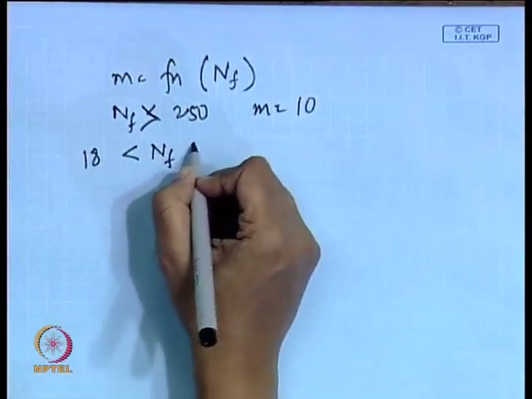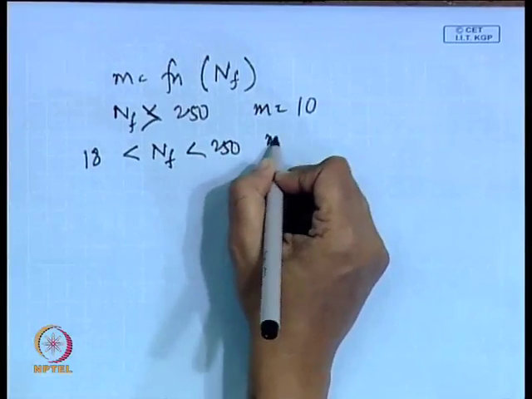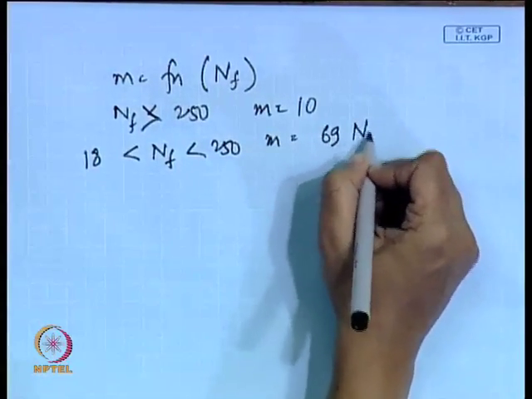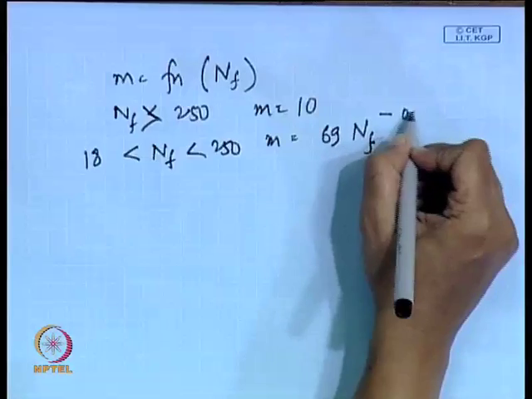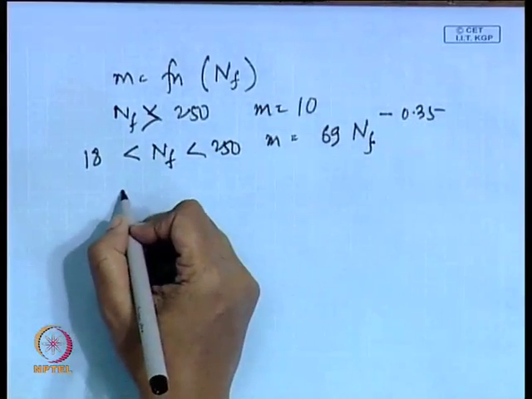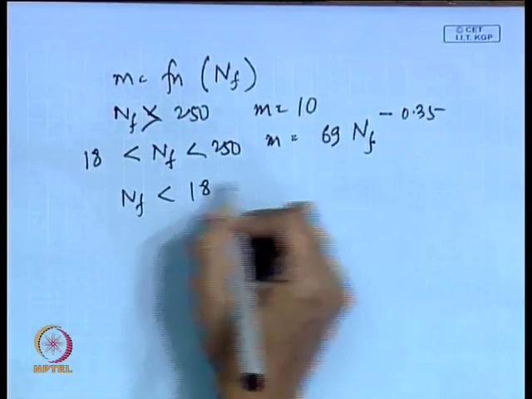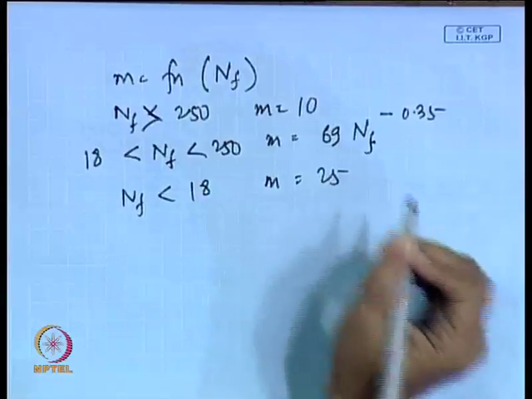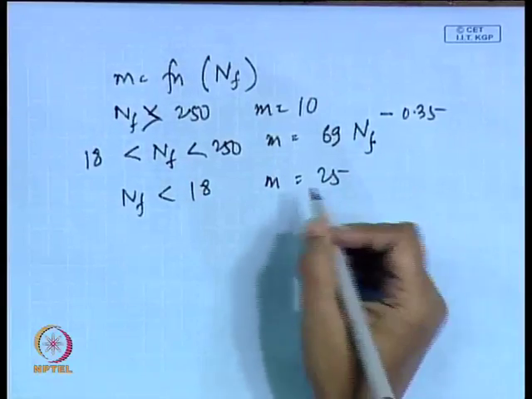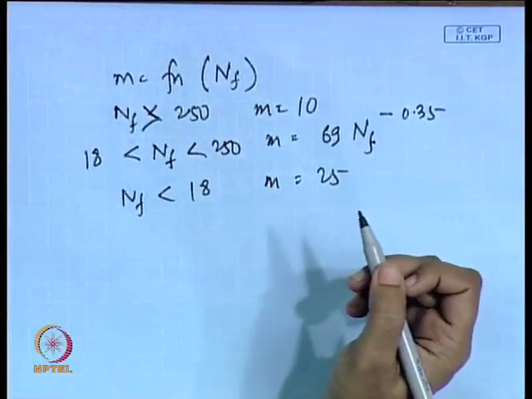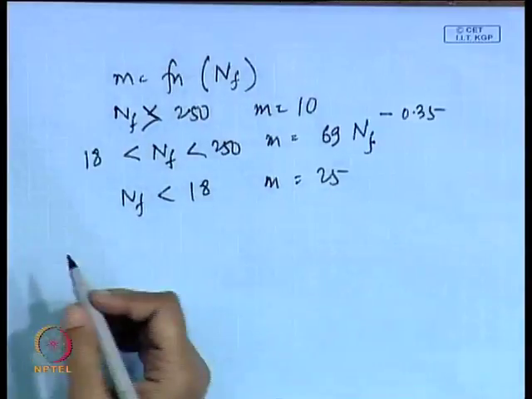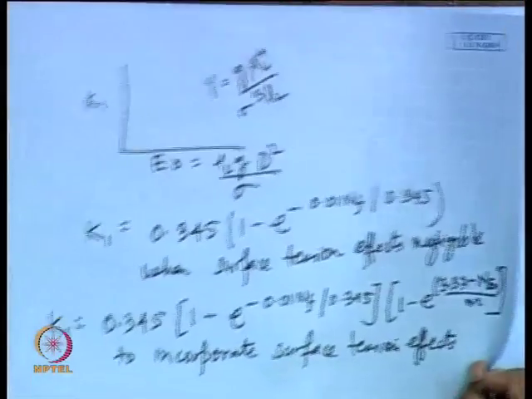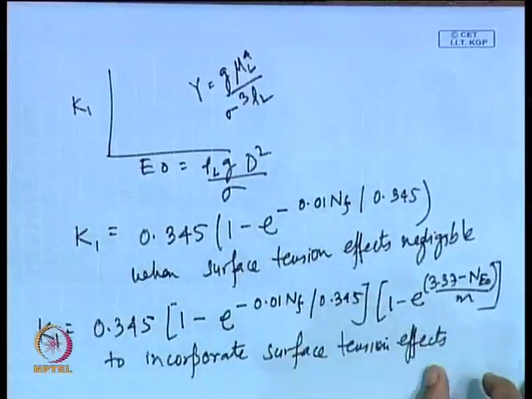When NF lies between 18 and 250, m equals 69 NF to the power minus 0.35, and when NF is less than 18 we find m equals 25. Okay. So, there are a large number of expressions; textbooks give you these expressions for when surface tension effects are negligible. I have told you this is the expression.